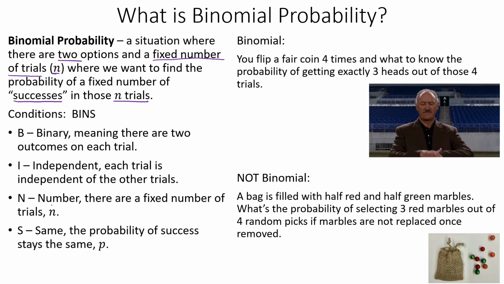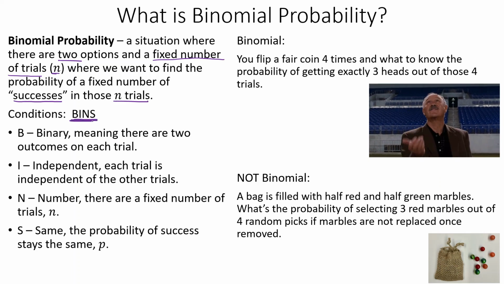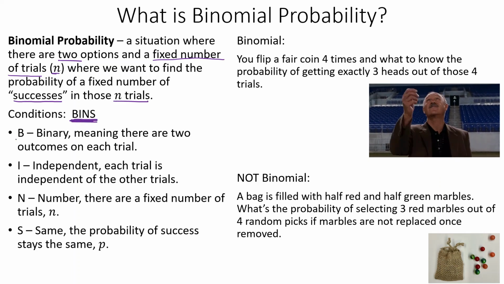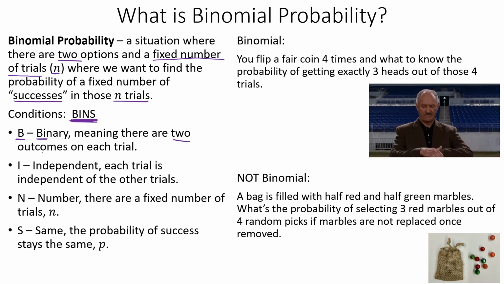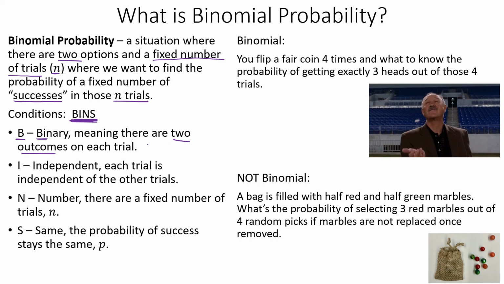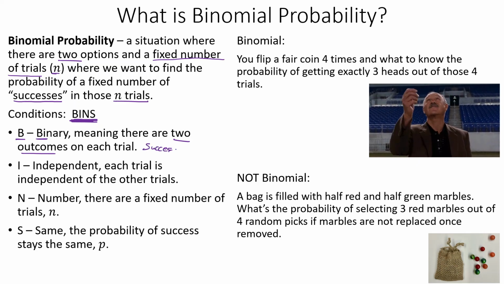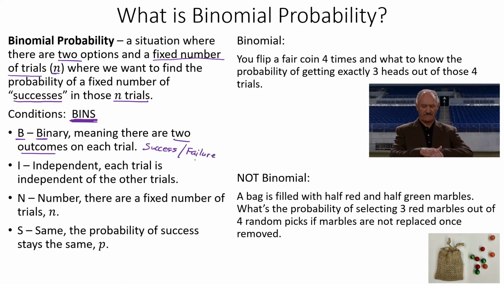It actually breaks down into 4 conditions, which we can remember by the acronym BINS. B, binary. That's the binomial part, meaning that there are 2 outcomes. Sometimes there's more than 2, but we can split it up into 2, where one of them is considered a success and the other is considered not success, or sometimes we use the word failure. It doesn't mean it's bad, it just means it's not what we're looking for.